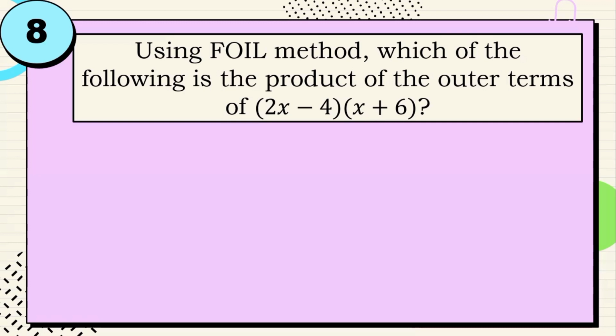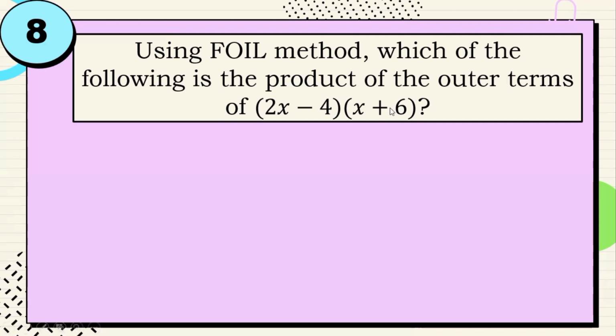So FOIL method stands for first terms, product of the first terms, product of the outer terms, product of the inner terms, and product of the last terms. So alam niyo dapat kung ano ibig sabihin ng FOIL method. Product of the first terms, outer terms, inner terms, and last terms. So in this case, we are asked to solve for the product of the outer terms. Saan ba dyan yung outer terms?